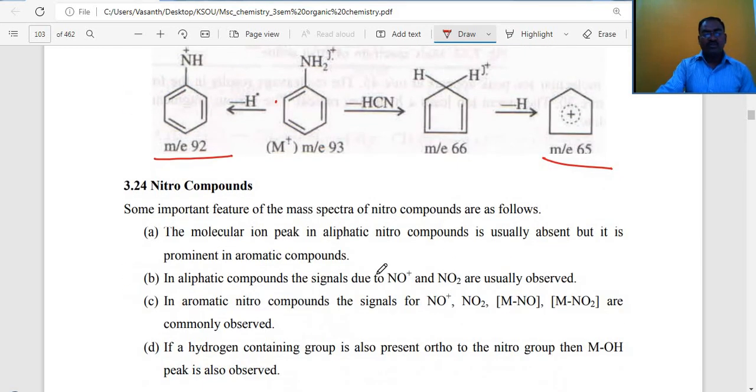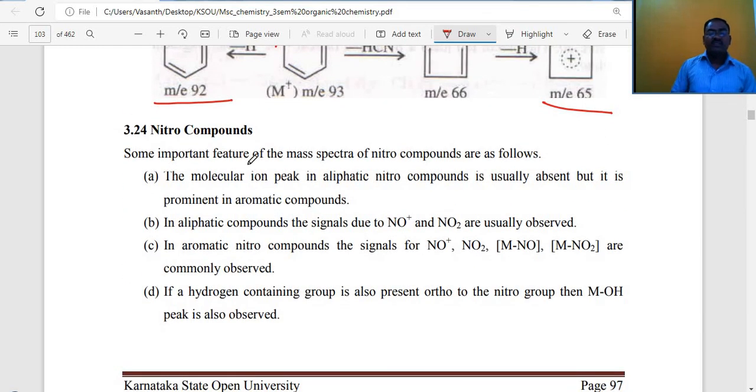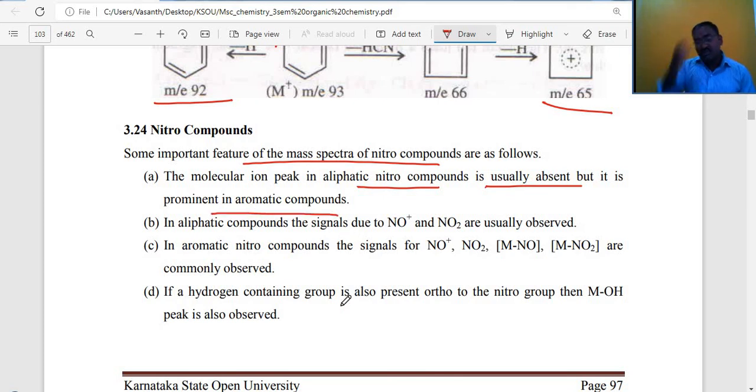Now nitro compounds. The important features of mass spectra of nitro compounds are mentioned here. The molecular ion peak in aliphatic nitro compounds is usually absent, but it is prominent in aromatic compounds.